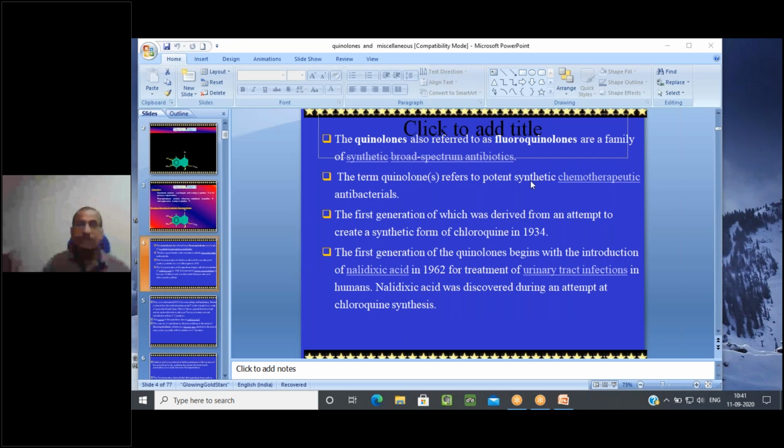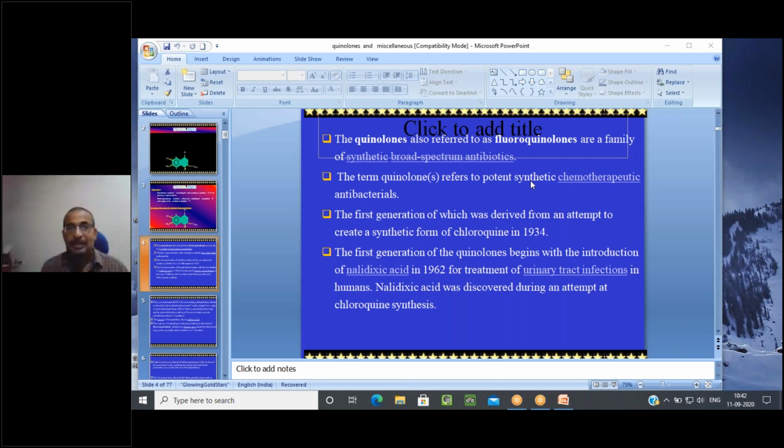Now, quinolones, referred to as fluoroquinolones, are a family of synthetic broad spectrum antibiotics. For broad spectrum antibiotics there are also tetracyclines as well as chloramphenicol, but here we are naming the so-called fluoroquinolones as synthetic broad spectrum antibiotics. One more thing: the term quinolones refers to potent synthetic chemotherapeutic antibacterial agents.